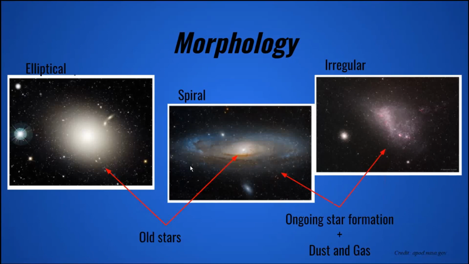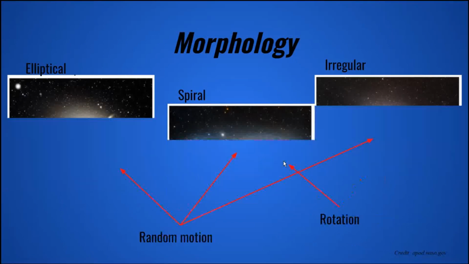common. For example, ellipticals are mainly made of old stars, and so are the centers of spiral galaxies. While irregular galaxies and the spiral arms are usually made of young stars, because the star formation is still ongoing. And in fact, for star formation to happen, they have to have dust and gas in them as well.